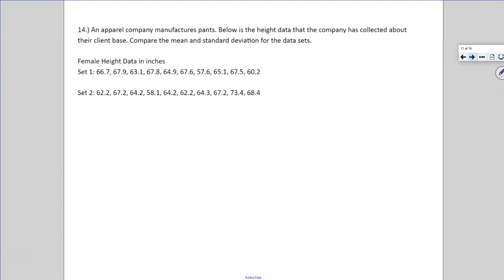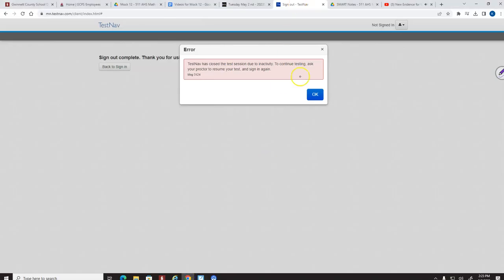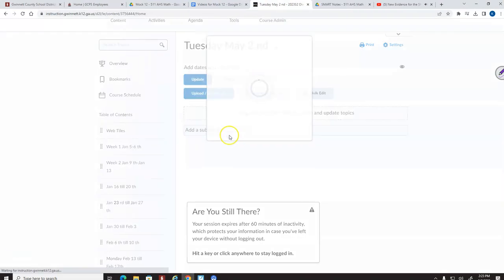Below she says the height data. And so, again, if a company manufactures pants, it has collected data about their clients. Compare the mean and the standard deviation of the data set. So, we are going to use our calculator precisely in those areas in this case, where you'd have contact with the ground? Let me get it back up.